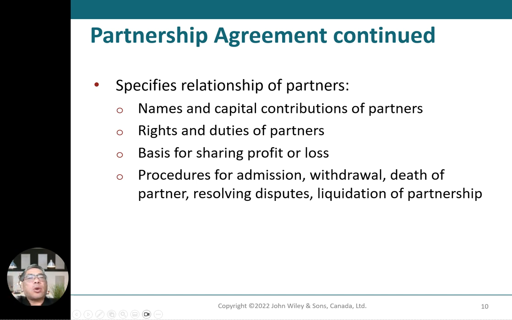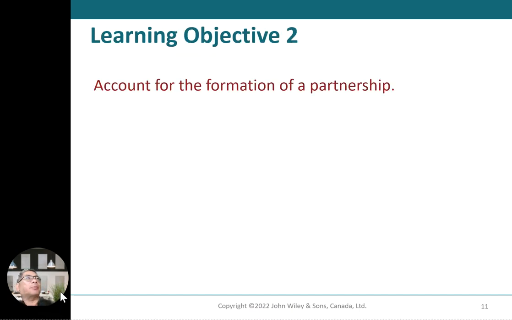So there are always procedures, and we call it SOP, standard operating procedures, for these things: admission, withdrawal, death, resolving disputes, liquidation of partnership. Let's say there's a disagreement between me and John, then the partnership can be liquidated or sold to a third party. For example, there's an SOP for everything that concerns the partners. Make sure that it is written down. And then learning objective number 2, account for the formation of a partnership.